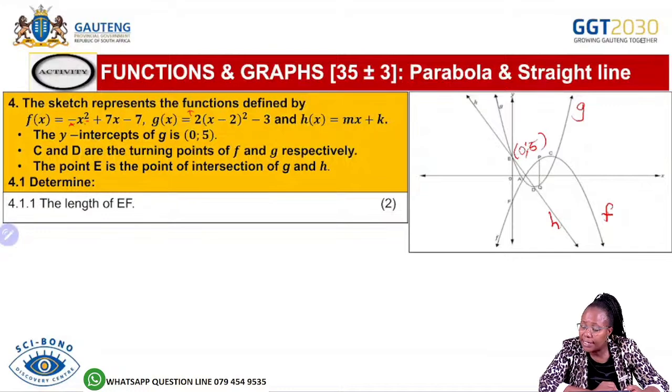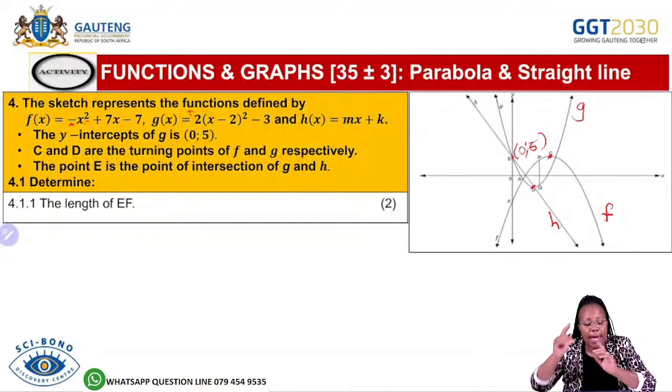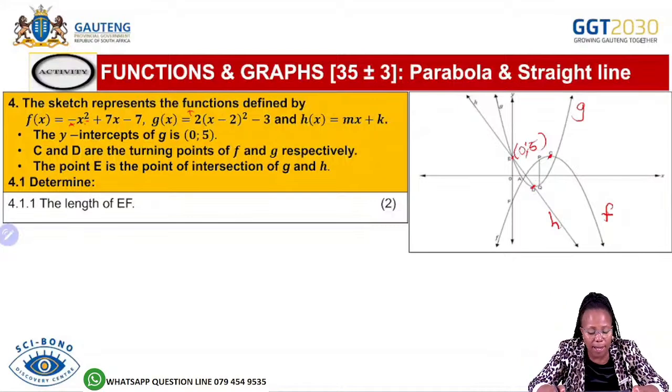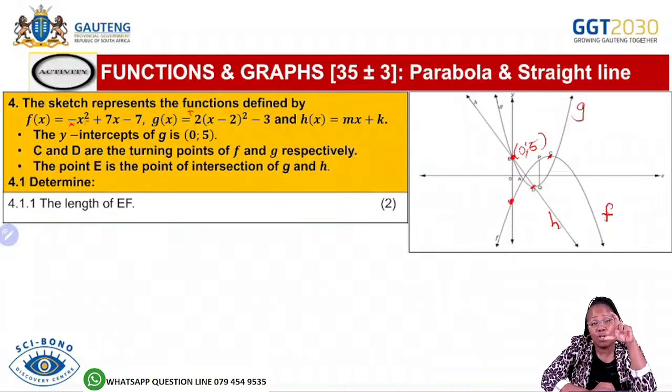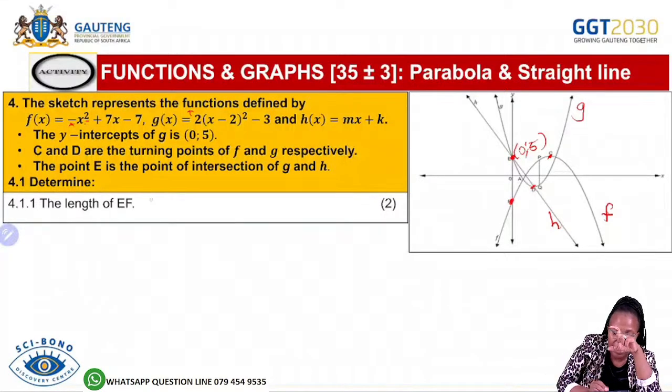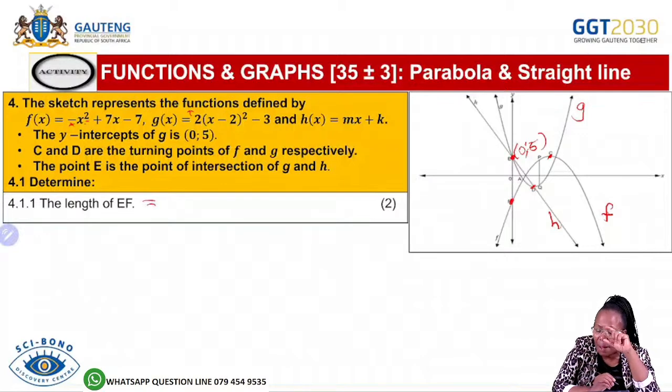And then C and D are the turning points. Can you see that? We are having D there and C there. They serve as our turning points of f and g respectively. The point E is the point of intersection of g and h, there at (0; 5). It's where our straight line and our positive parabola are intersecting. They say determine the length of EF. Let's look at EF. We are moving from that point to that one. That is the distance between the two points. And then if we look at EF now, that means it is on the above graph.